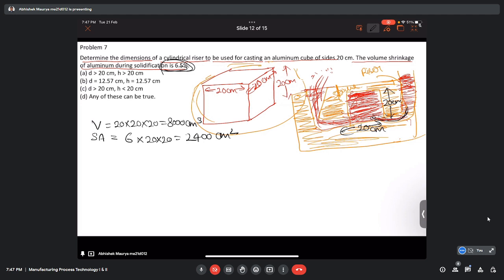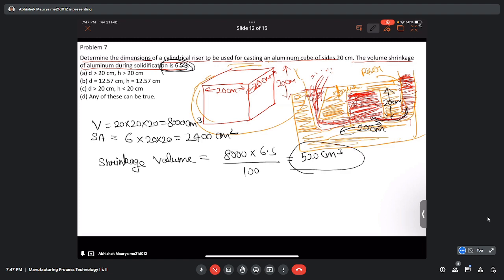So the shrinkage volume is 8000 into 6.5 on 100, that comes up to be 520 centimeter cube. So this much volume of material we need, and that should get supplied from a cylindrical shaped riser.